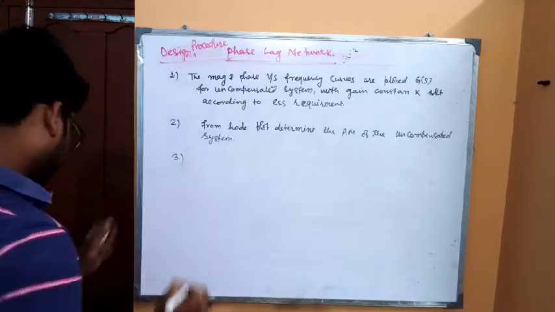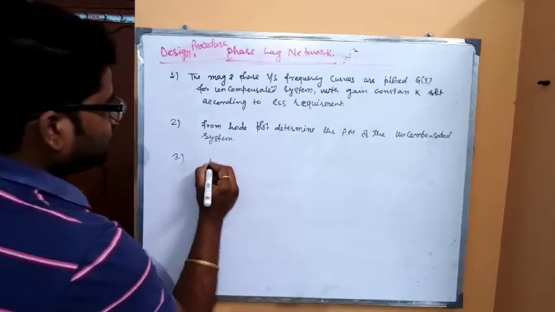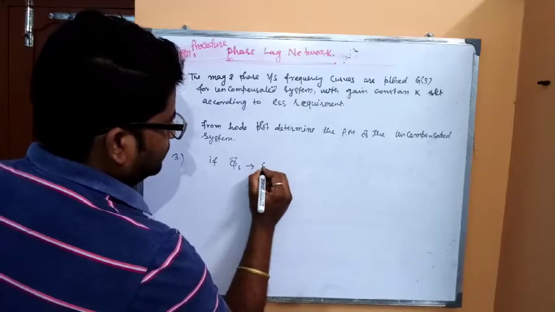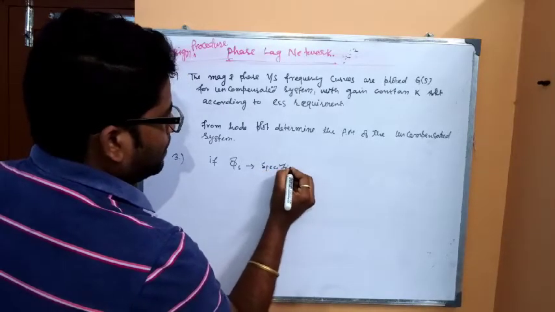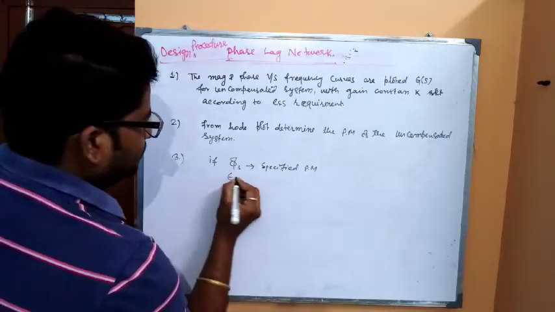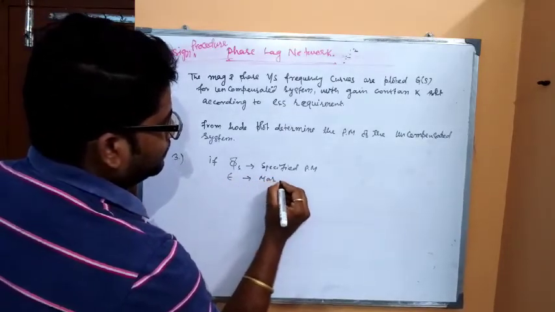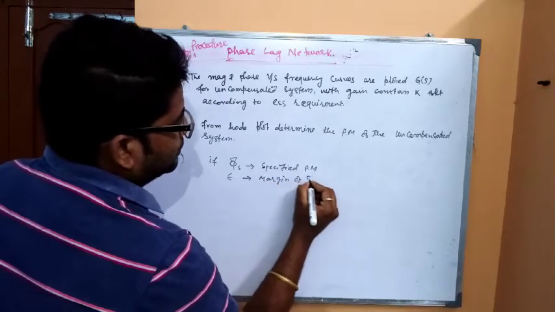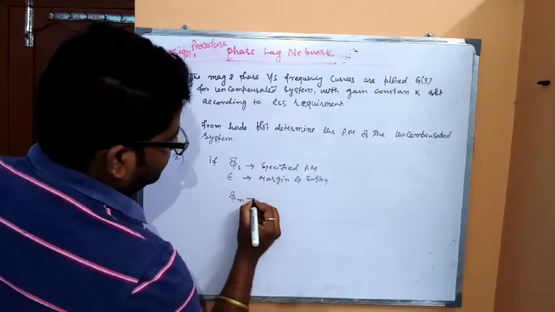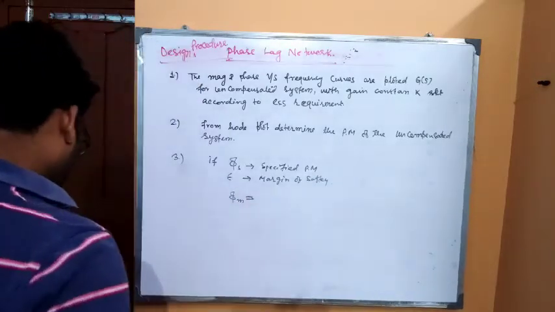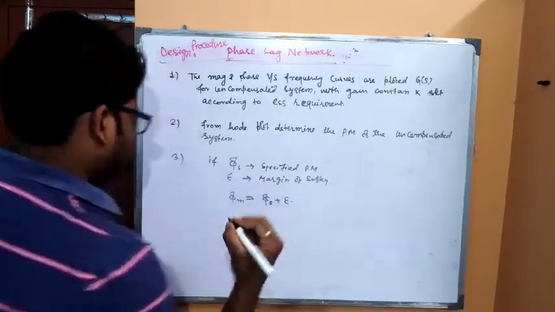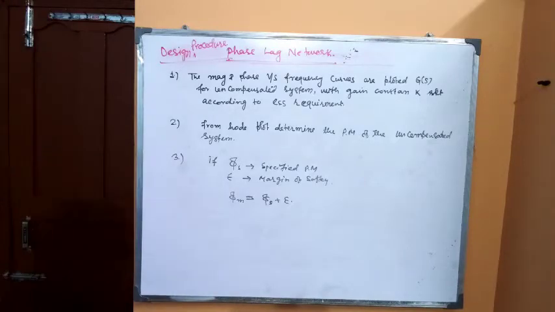Now step 3: if phi of S is the specified phase margin, and epsilon is the margin of safety, then phi of M, the phase margin, is equal to phi of S plus epsilon. So this is the third step.